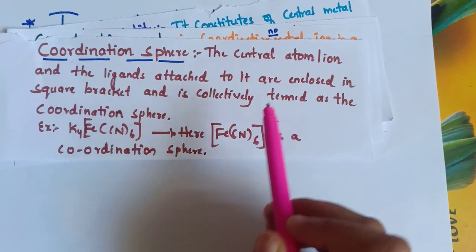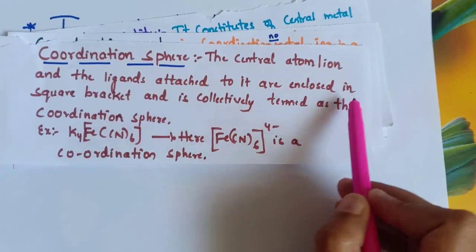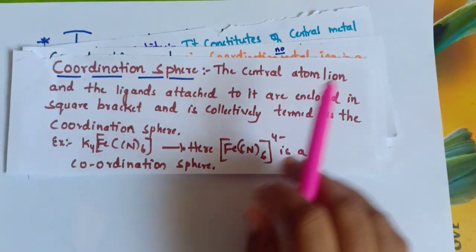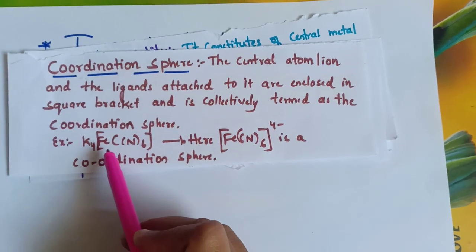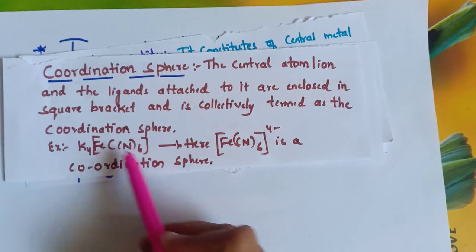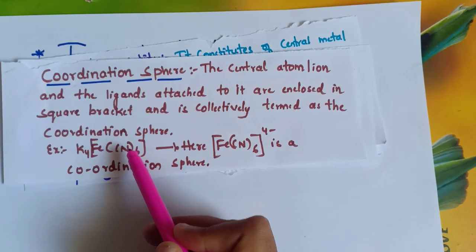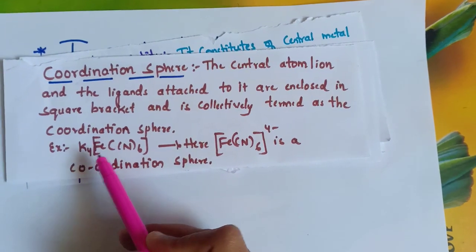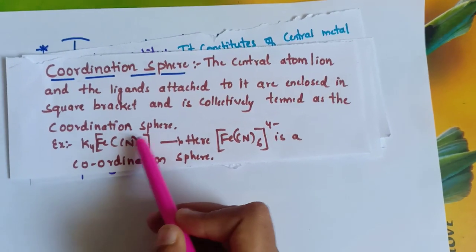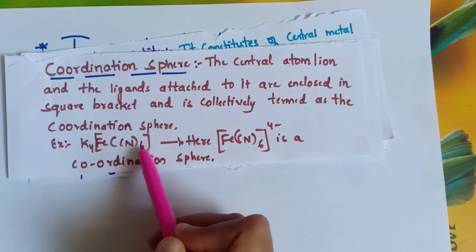Coordination sphere. A central atom or ion and the ligands attached to it are enclosed in a square bracket and are collectively termed as a coordination sphere. Here you can see Fe(CN)6. It is present inside the square bracket. It is called the coordination sphere. The central atom or ion and the ligands attached to it are enclosed in a square bracket. It is called the coordination sphere.